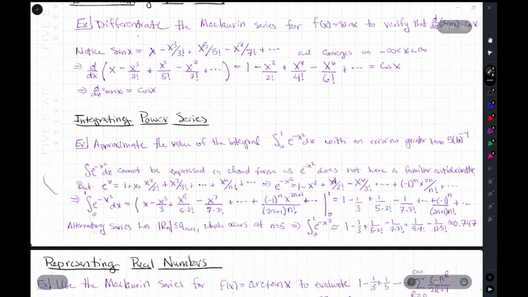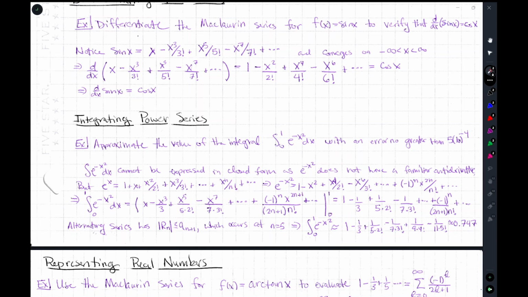We may also integrate using power series. So approximate the value of the integral from 0 to 1 of e to the minus x squared with an error no greater than 5 times 10 to the minus 4. Again, this is sort of a numerical problem. E to the minus x squared doesn't have a closed form, so you don't have a familiar antiderivative. Okay, so you can't just take the antiderivative and plug in the bounds.